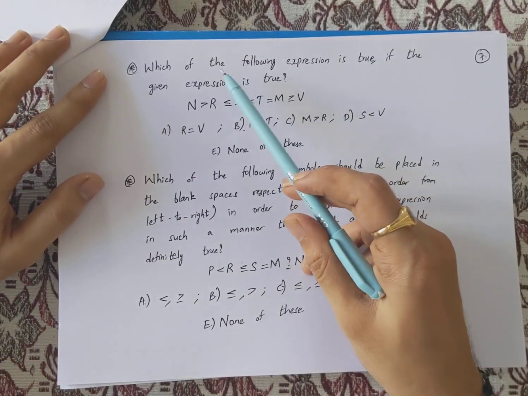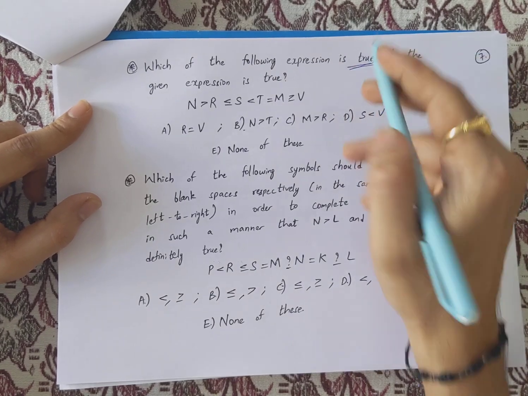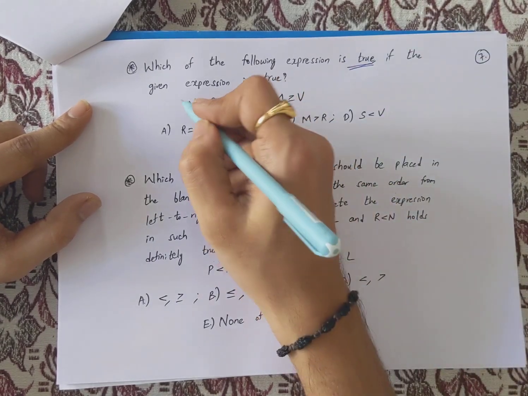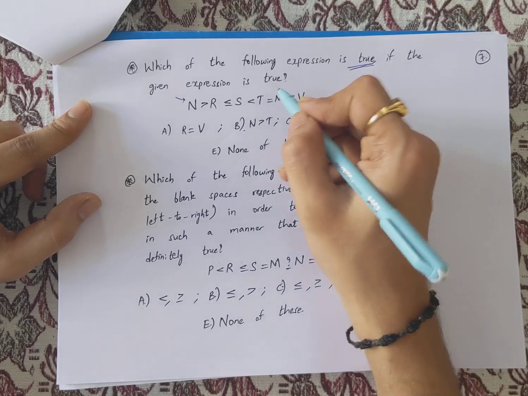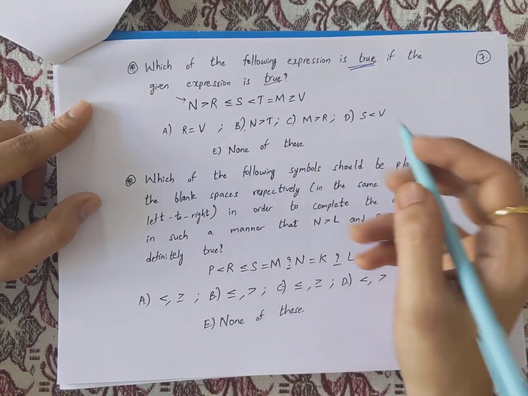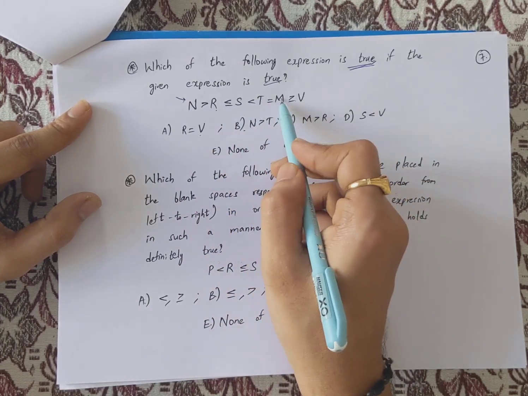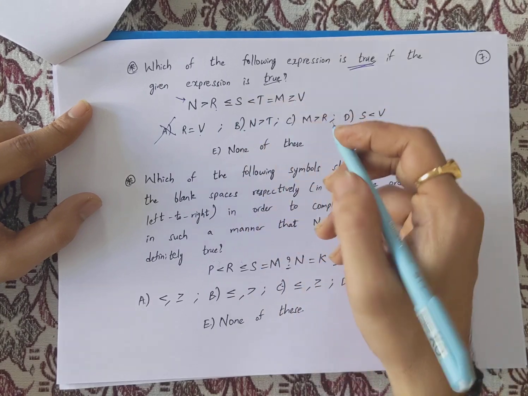Let us see another question. Which of the following expressions is true? If the given expression is true. So this is a statement which is true, and we need to find which conclusion or which option is correct. R is equal to V. R is here, V is here. Opposite signs, cannot be determined. R is not equal to V.